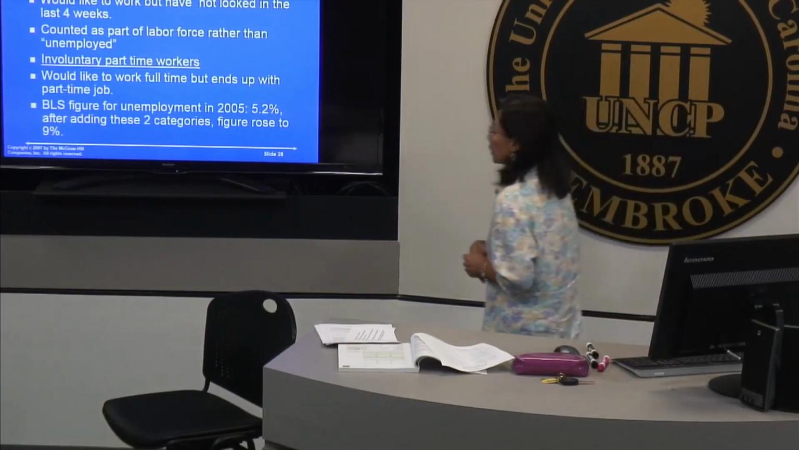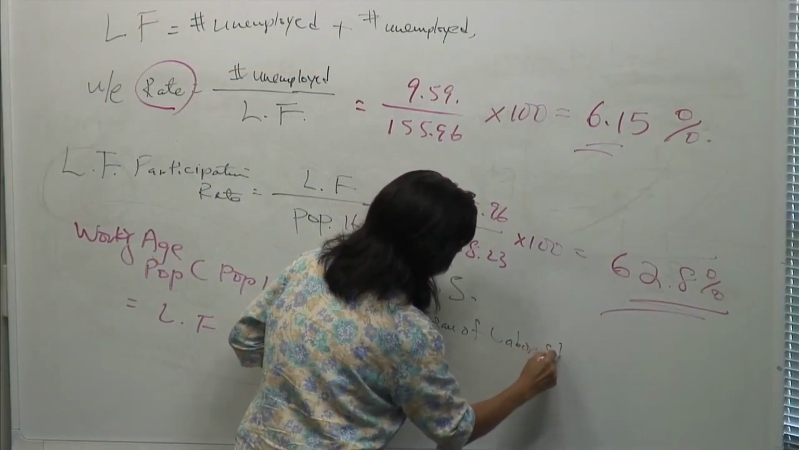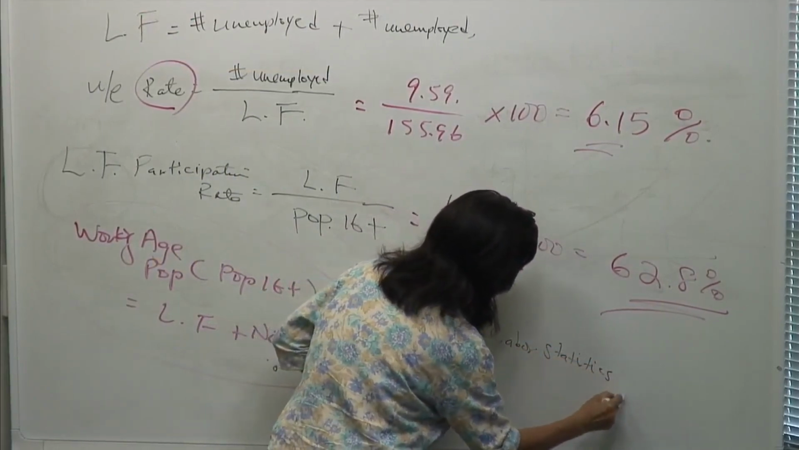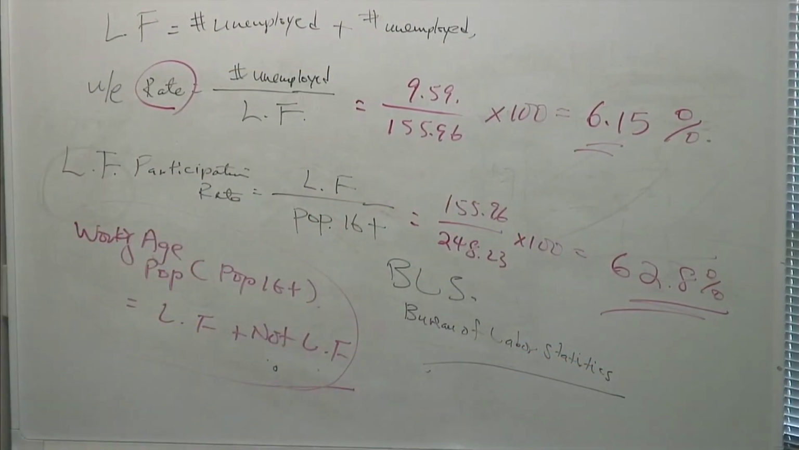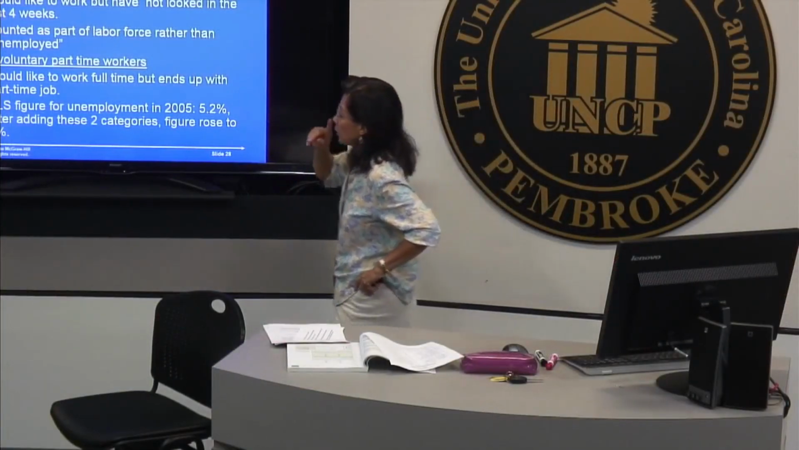There are two types of workers that we say should be included in the unemployment rate calculation. But right now, okay, Jared, a while ago you mentioned BLS, right? It stands for Bureau of Labor Statistics. This is a government agency that computes the unemployment rate. So there are two categories of workers that we think should be included, but they are not. Number one is discouraged workers.